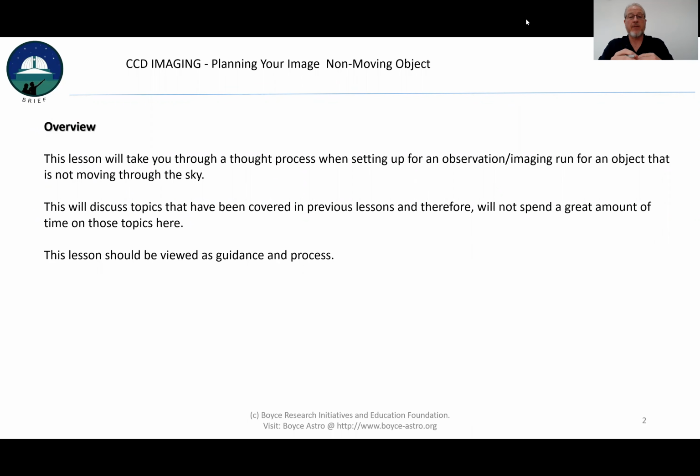This will discuss topics that have been covered in previous lessons and therefore will not spend a great amount of detail on those topics here. This lesson should be viewed as a guidance and a process. And to be clear, non-moving object means a galaxy or a star. I know stars have proper motion, but what we're doing is differentiating between asteroids and comets and other objects such as stars, galaxies, and so on.